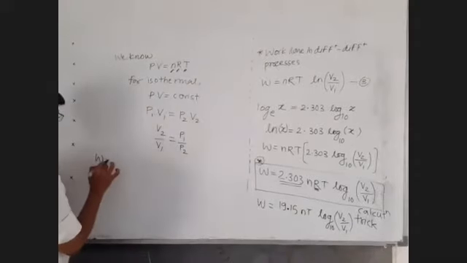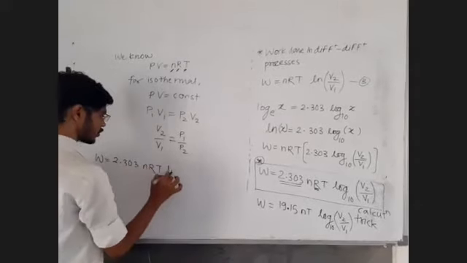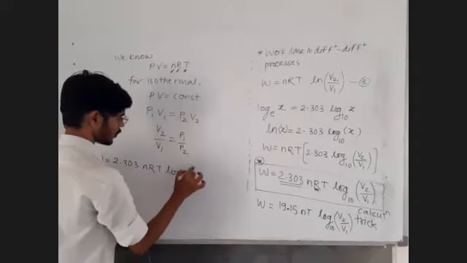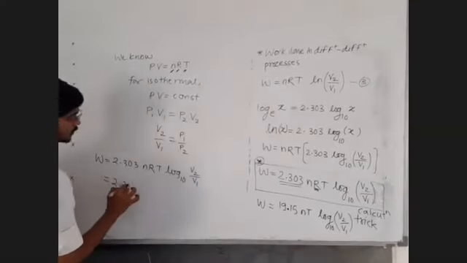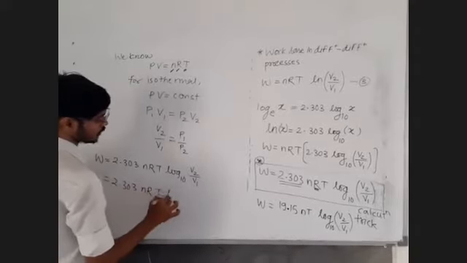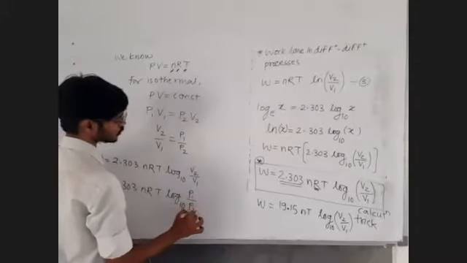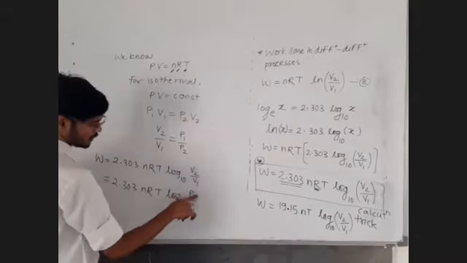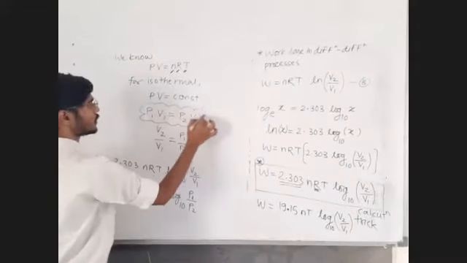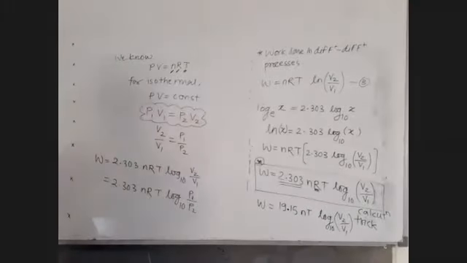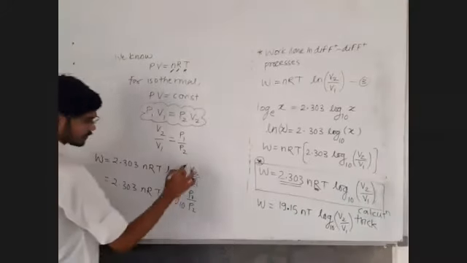So the formula for work done will be 2.303 nRT log to the base 10 V2 upon V1, and the same V2 upon V1 you can replace by P1 upon P2, sequence reverse. So 2.303 nRT log to the base 10 P1 upon P2, because for isothermal process we have P1 V1 is equal to P2 V2. So V2 upon V1 is P1 upon P2, sequence reverse.